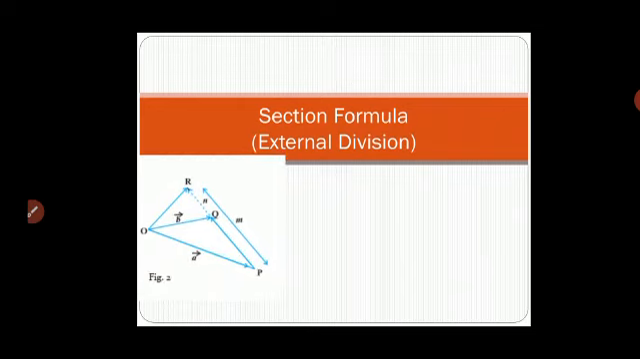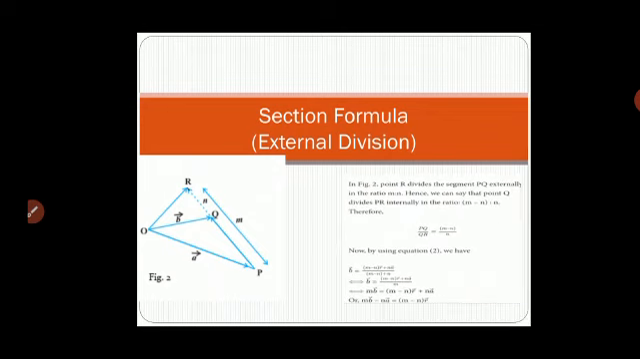Now if we talk about external division, from the figure you can see that we have extended the segment PQ till the point R, and now PQ is divided in the ratio m is to n. In a similar manner, we get those two triangles, and using the section formula we get m RQ is equal to n PR. On simplifying, we get that vector r is equal to (mb minus na) upon (m minus n).